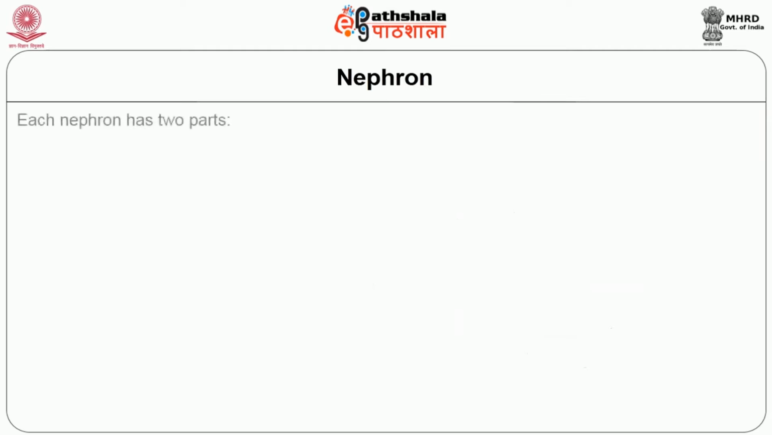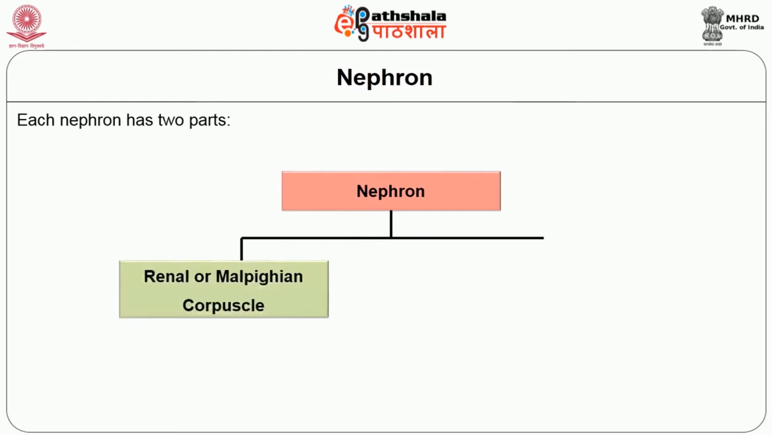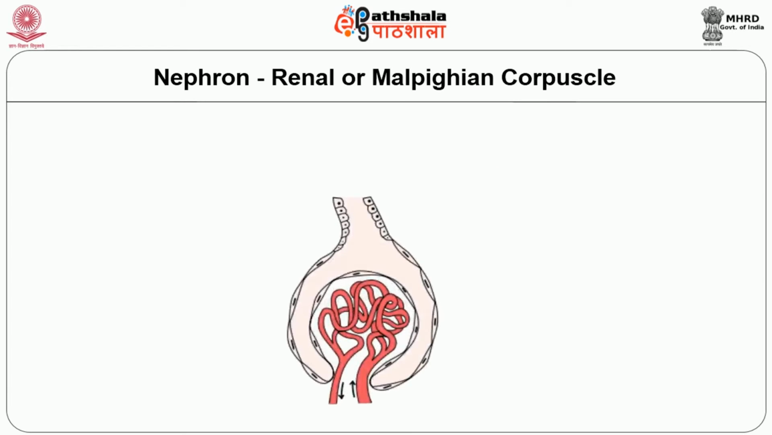Each nephron has two parts, renal or Malpighian corpuscle, composed of a tuft of capillaries called the glomerulus, surrounded by a glomerular capsule or the Bowman's capsule, and a tubular portion called the renal tubule. You can see the diagram of the renal corpuscle or Malpighian corpuscle here.